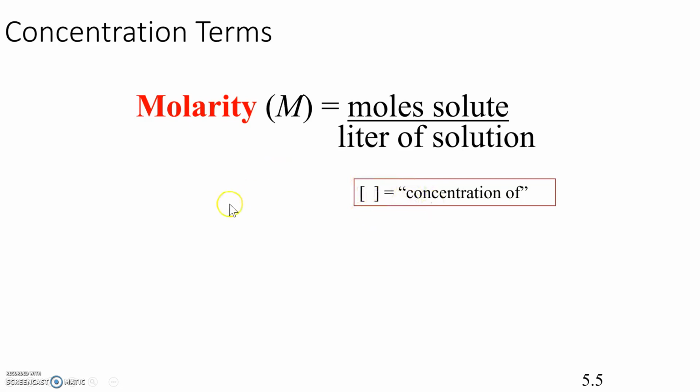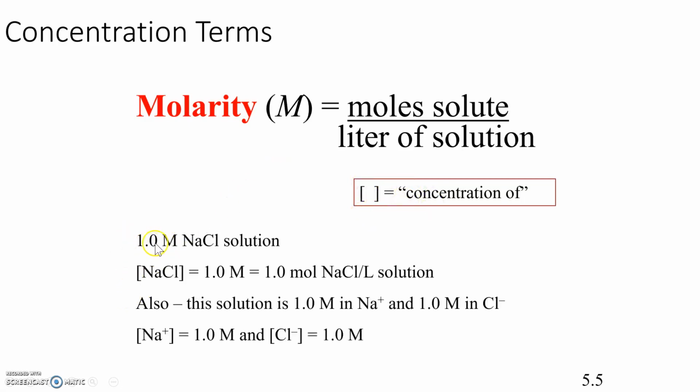Brackets are used to express molarity. So if we have 1.0 moles sodium chloride, we can express this with a bracket. This is saying the molarity of sodium chloride is equal to 1.0 molar. Molar is our moles per liter. When you add sodium chloride to water, this will dissociate into ions, and we'll talk about this in the next recorded lecture. So you also have 1 mole of sodium and 1 mole of chloride when this dissolves in water.